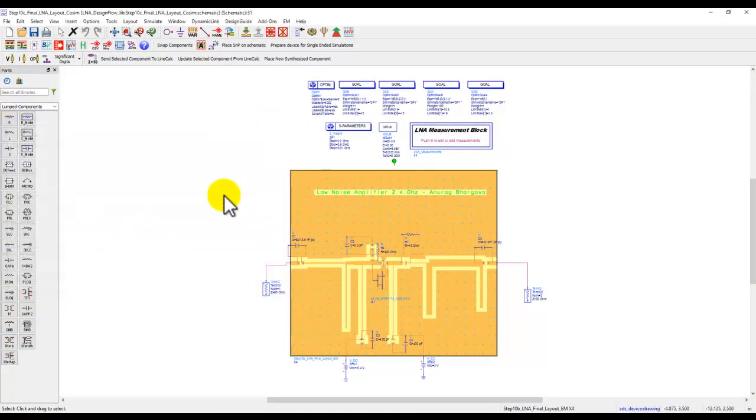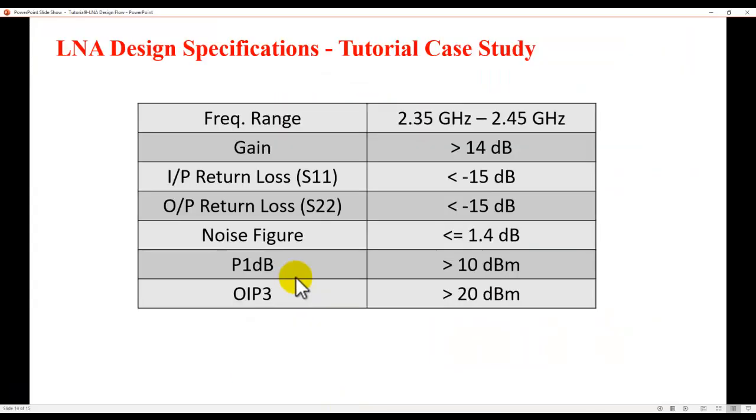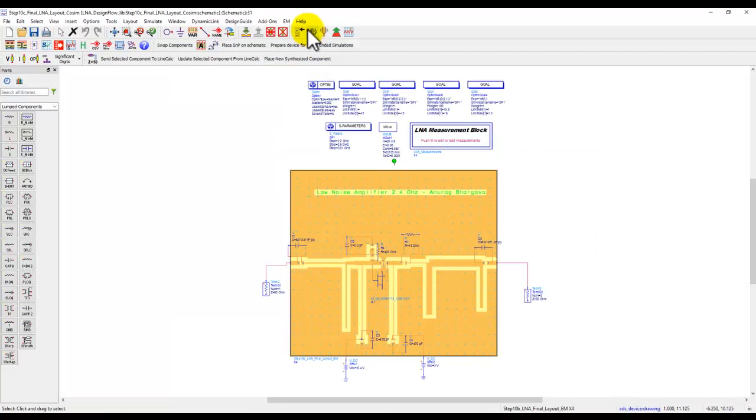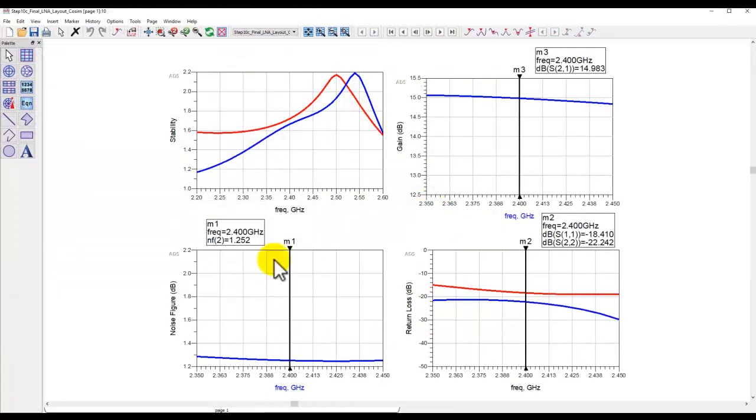So at this point, I can say that this is my performance of the LNA for the linear range. If you look at the specification which we originally had around the frequency range, I wanted a gain of 14 dB, return loss of better than minus 15 dB, noise figure of less than or equal to 1.4 dB. So all of these linear performance specs are met at this stage, right? And we have taken all practical considerations into account. So at this point, our 80% of the job is already done. We have a pretty good working LNA circuit.